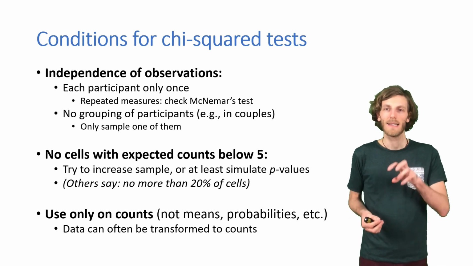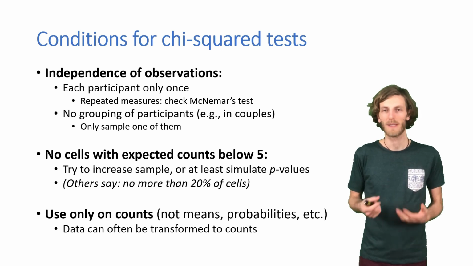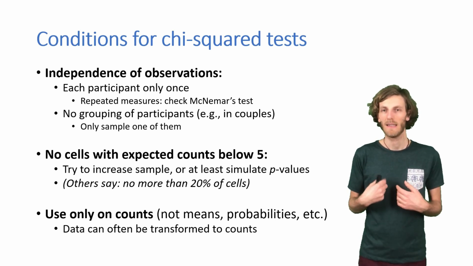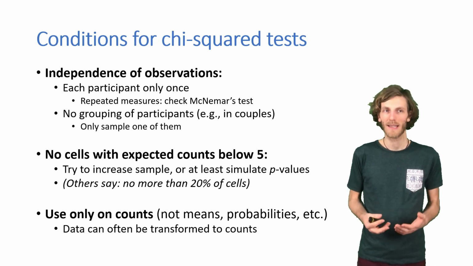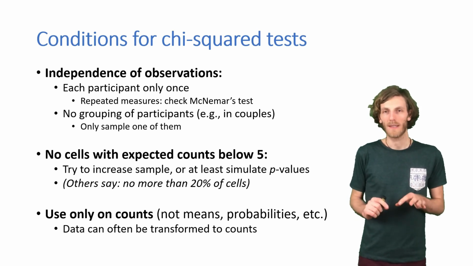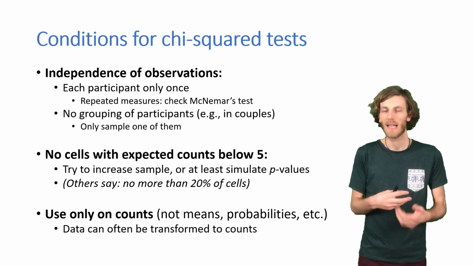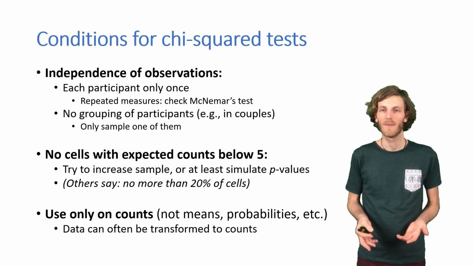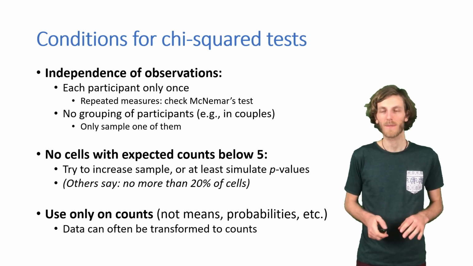And lastly, the data used for chi-square tests really needs to be counts data. You can't input percentages, odds, or anything else. Quite often, you can get from percentages to count data, but just make sure that the data is in the right format for the test.